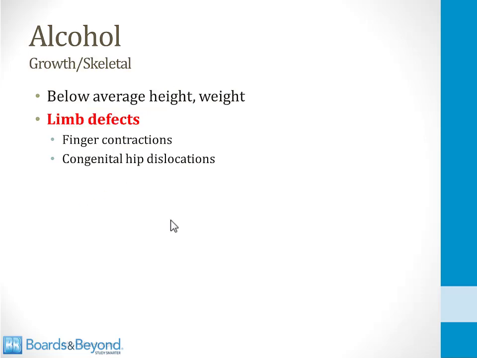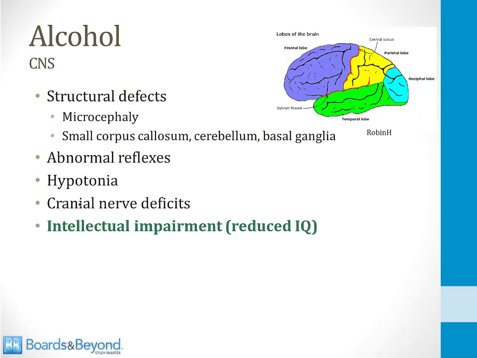In terms of growth and skeletal abnormalities, basically these babies are just very small. If you notice that picture I showed 2 slides ago, the baby's head was very small, and babies born to mothers who drink are very small in general, and they often remain below average for height and weight throughout their lives. Sometimes these babies also have limb defects, so their fingers can be contracted, and sometimes they have congenital hip dislocations as well. Finally, let's talk about the central nervous system effects of alcohol.